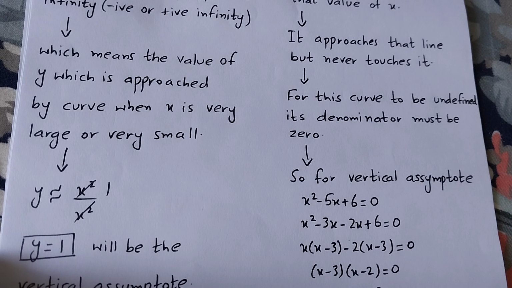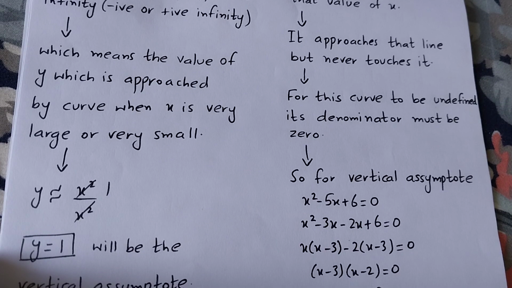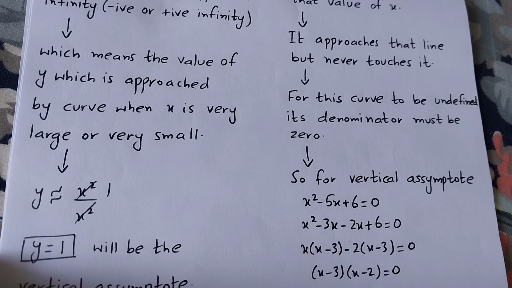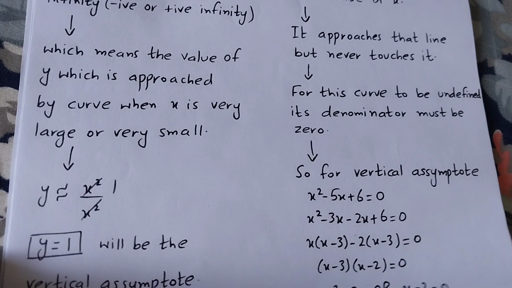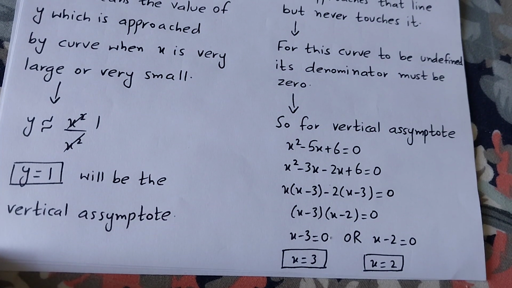So these are the two factors, and we basically want the equations for the vertical asymptotes, so we need those values of x for which this function is undefined. So we will put these factors equal to 0. We will put x minus 3 equal to 0, and we will put x minus 2 equal to 0. So we will get x is equal to 3 and x is equal to 2.